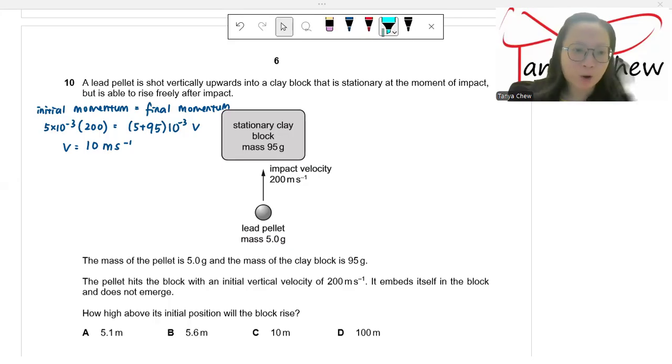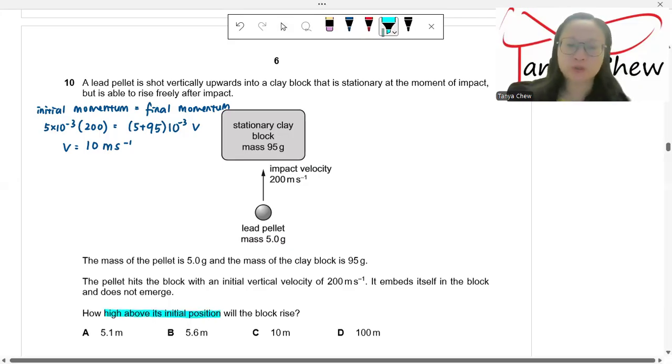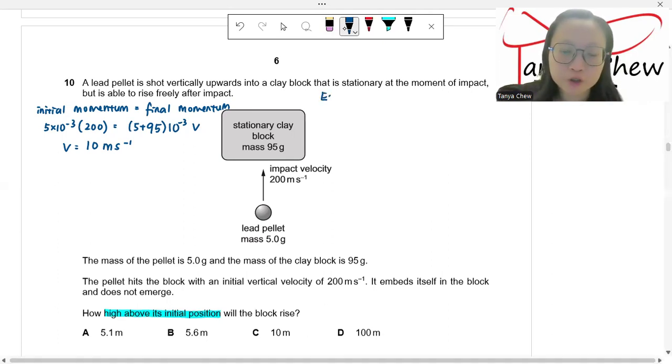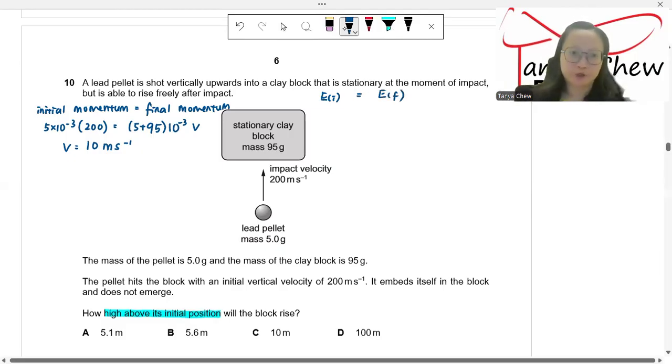The question mentioned how high above its initial position will the block rise. So the block is initially at a certain height, but due to the fast moving lead pellet embedded in it, it makes it move a little bit higher. So how high? I need to find the difference between the two heights, initial height and the final height. So I'm now using the principle of conservation of energy to find the initial height of the clay block, right? So our total initial energy is equal to total final energy. This is the principle of conservation of energy.